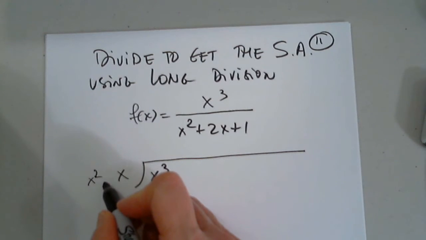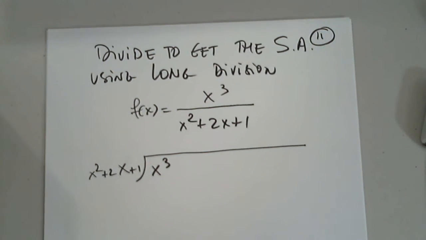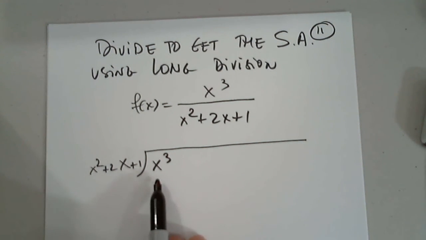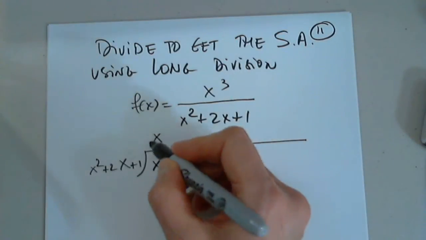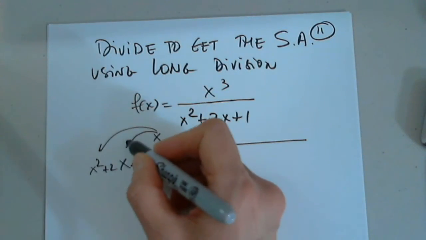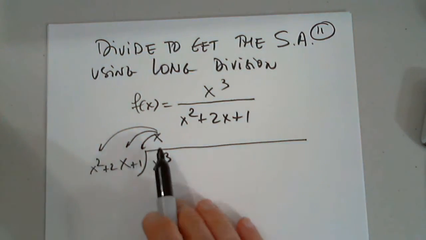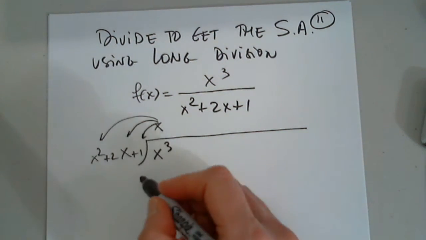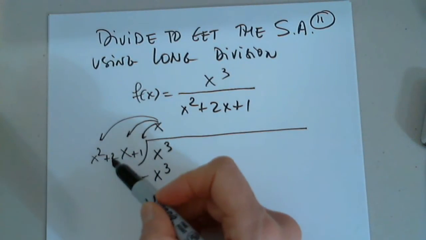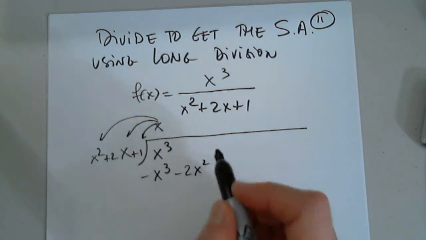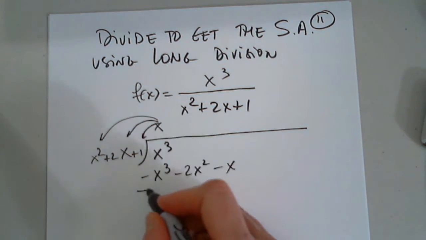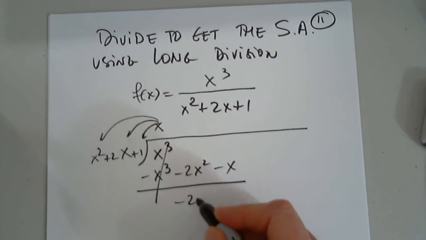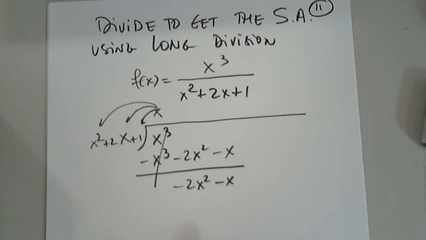So we divide by x squared plus 2x plus 1. X squared times what is x cubed? The answer is x. I have to go back and distribute to all three and change the sign. X cubed minus x cubed. 2x squared, negative 2x squared and minus x. So negative 2x squared and minus x.